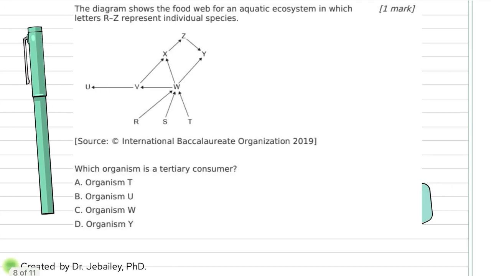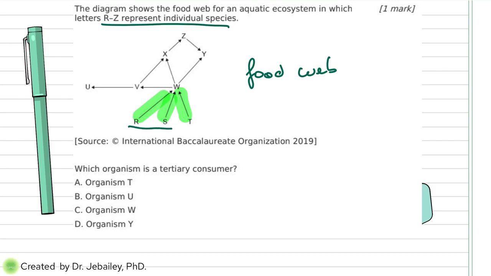Moving on to the next question here. The diagram shows the food web for an aquatic ecosystem, in which the letter Z represents the individual species. So here you can see there's a food web again. Now in the food web, you can notice that the arrows coming from R, S, and T are basically saying that R, S, T are producers, right? Because the arrows are just coming out of them. Now we can see that W here is the primary consumer.